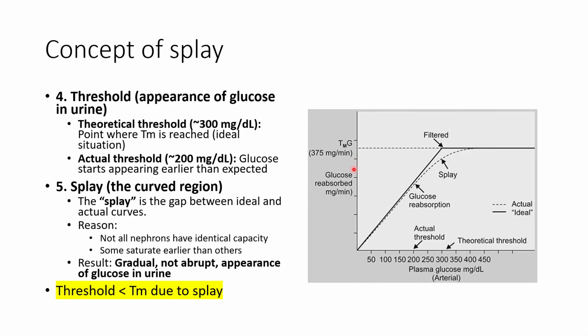This difference is called splay. The splay is the gap between the ideal curve and the actual curve. And why is this happening? Because not all nephrons have the same amount of pumps inside them. So some nephrons might fail to absorb glucose at 180, some might fail at 320, some might fail at 350. So the average number comes out far lower than the Tmax, that is around 200.